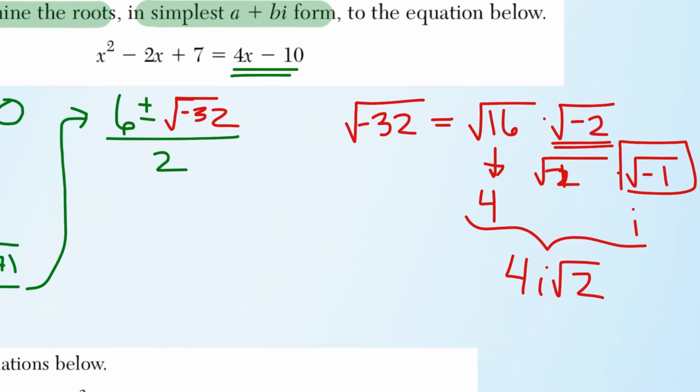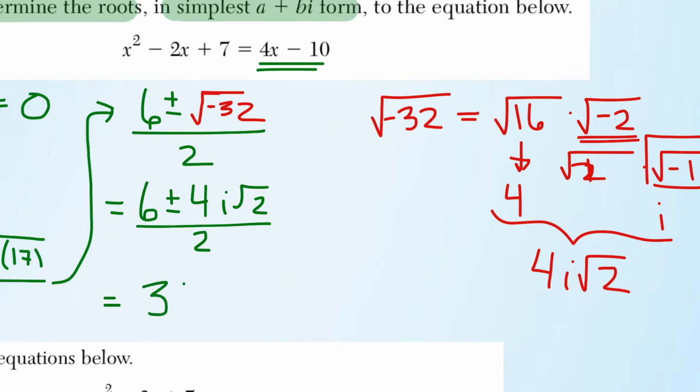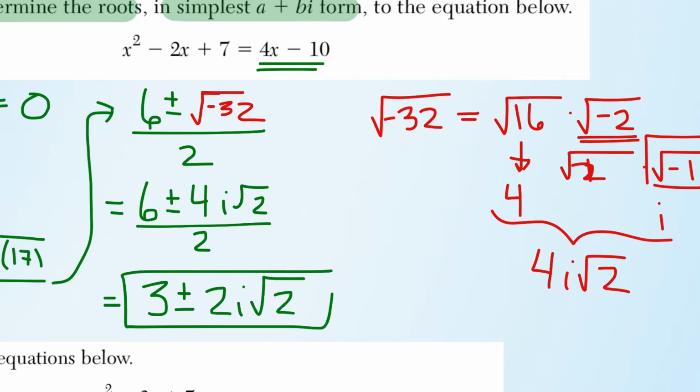So moving back to the equation we had over here, we can now rewrite this as 6 plus or minus 4i root 2 all over 2. And as our very last step, we can actually divide both that 6 and 4 by 2, so that we would have 3 plus or minus 2i root 2. And we're finished.